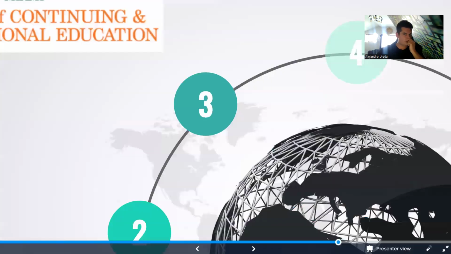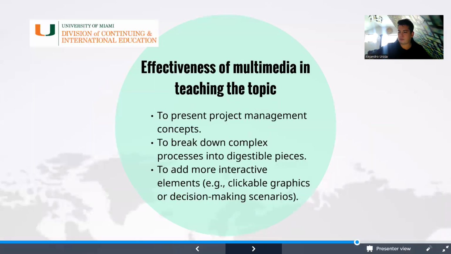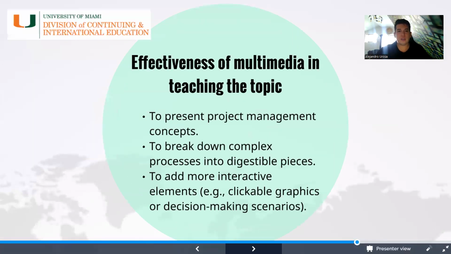Okay, so we continue with number 4, the effectiveness of multimedia in teaching the topic, according to this course and according to me, of course. It presents project management concepts. That's a very good idea. It breaks down complex processes into digestible pieces, and this is directly connected with the segmentation that we need to bear in mind.